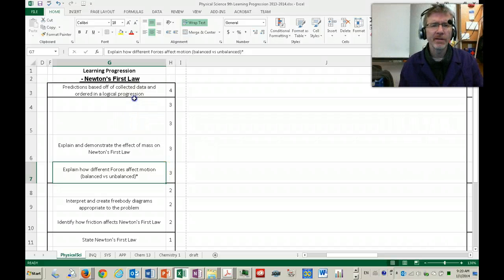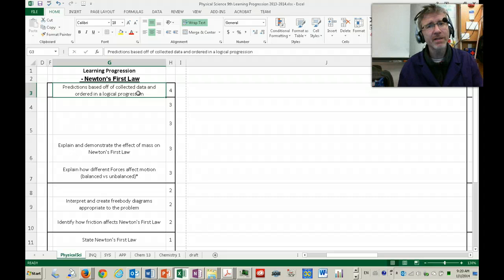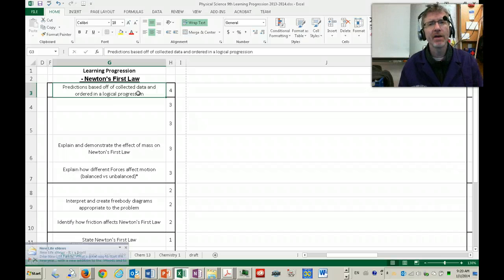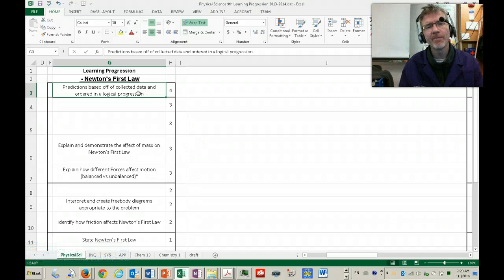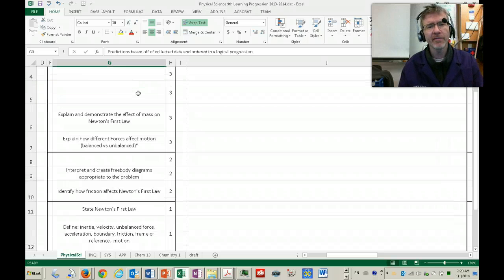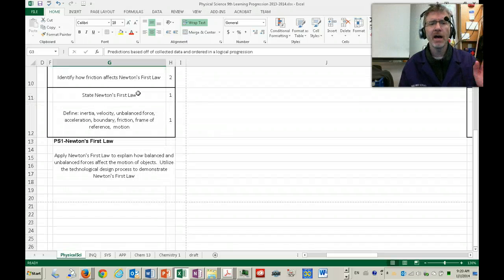Then, level 4. Can you make predictions based on what you've seen with Newton's first law for your own system in your own way? That's what we're doing for above 3.0 level proficiency on the standard. Once again, this has been a summary of the learning progressions and the objective for Newton's first law, PS1.